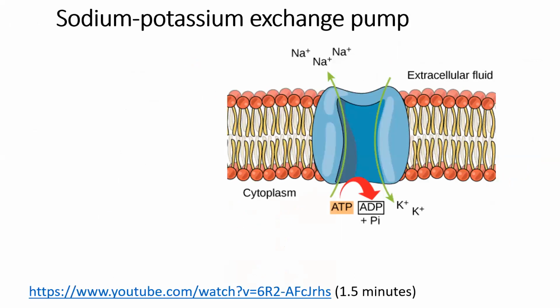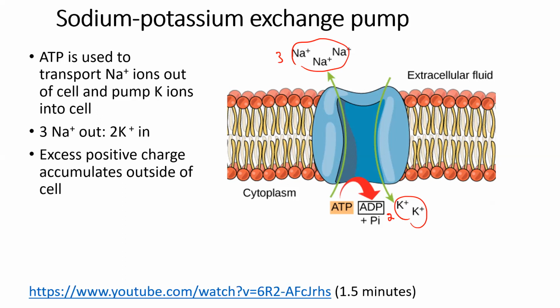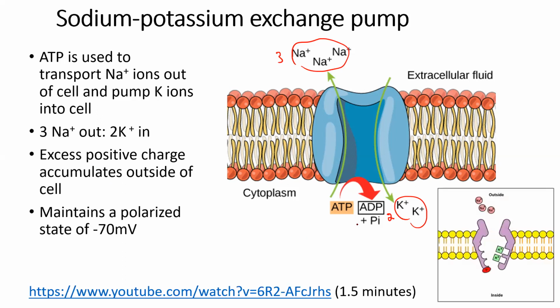Sodium-potassium exchange pump. Let's take a look at it again. ATP is used to transport sodium ions out and potassium ions in. 3 out for every 2 pumped in. Excess positive charge accumulates on the outside, and we get this negative 70 millivolts. Because remember, you've got those big negative proteins. Again, take the time and watch this video. It will help a lot.